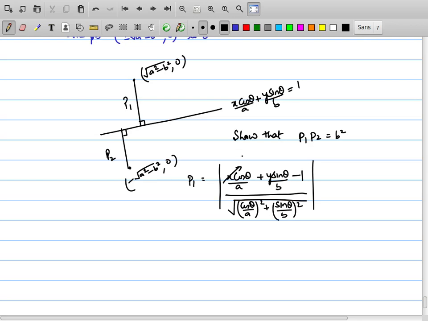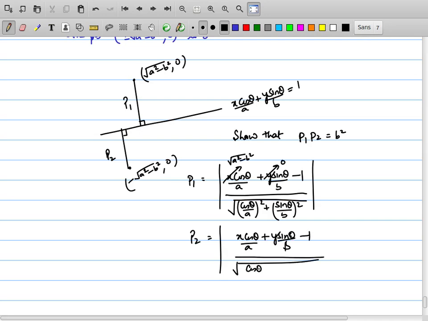In place of x we will put this point, that is square root of a square minus b square, and in place of y we will put 0. This will give us P1. Similarly, we will find P2, x cos theta upon A plus y sin theta upon B minus 1, and divide by cos theta upon A whole square plus sin theta upon B whole square.